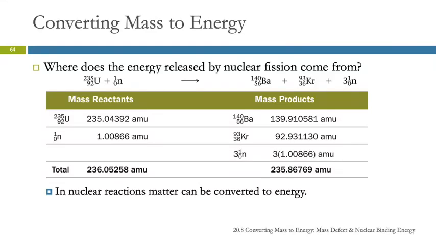So in the nuclear fission, we get the uranium atom split into barium and krypton. Where does the energy come from? Well, if we look at the mass of the reactants, this is the mass of the nucleus for uranium-235. Here's the mass of one neutron. We get a total of 236.05258 atomic mass units. Our products, barium-56, krypton-36, and 3 neutrons, the sum of their masses is 235.86769 atomic mass units.